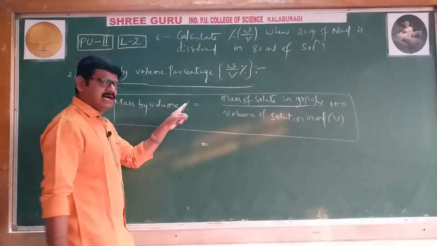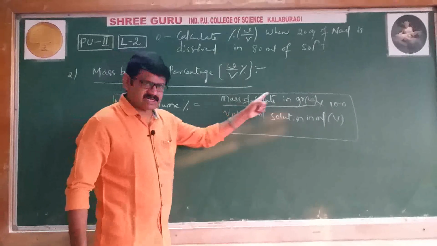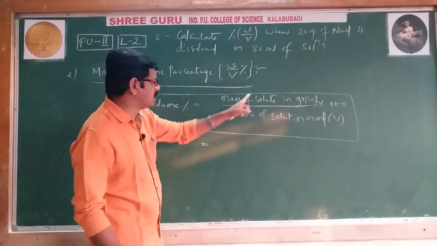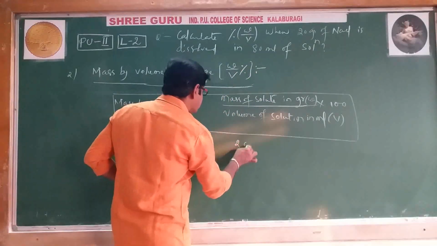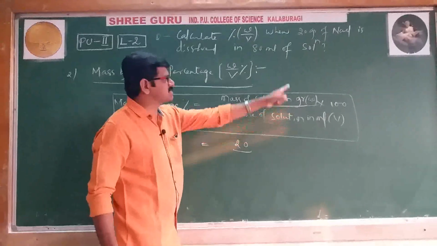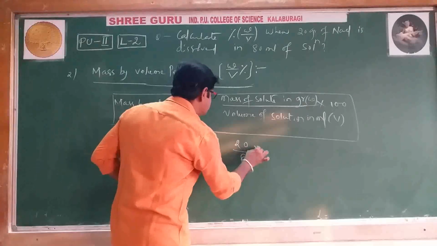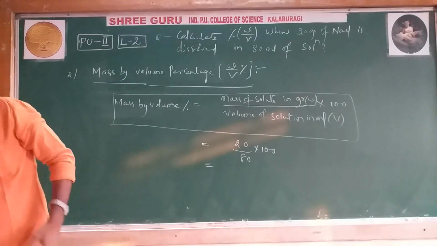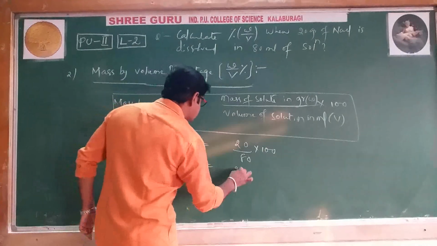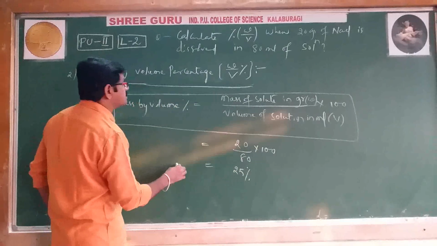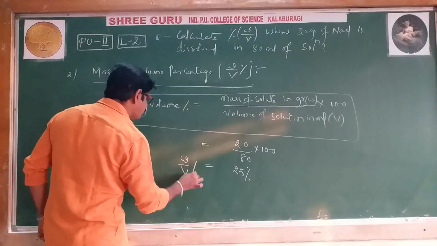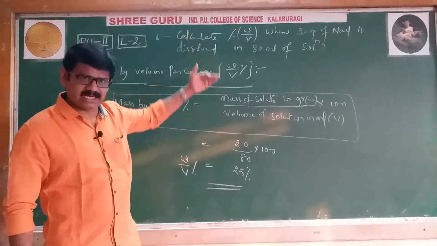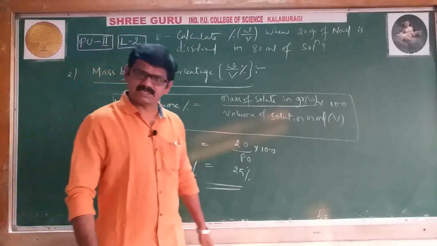Therefore mass by volume percentage is equal to, once again we write the same formula, and in that formula I am substituting the values. Mass of solute is 20 divided by volume of solution in milliliters 80, into 100. If you simplify that value, you will get 25%. 25% is your answer. W by V percentage is 25%. This is a question with its corresponding formula as well as solution.